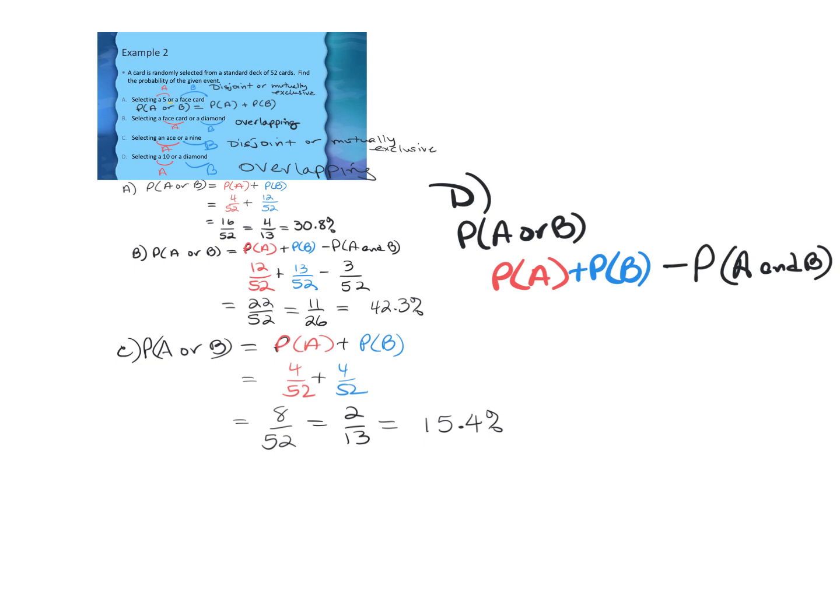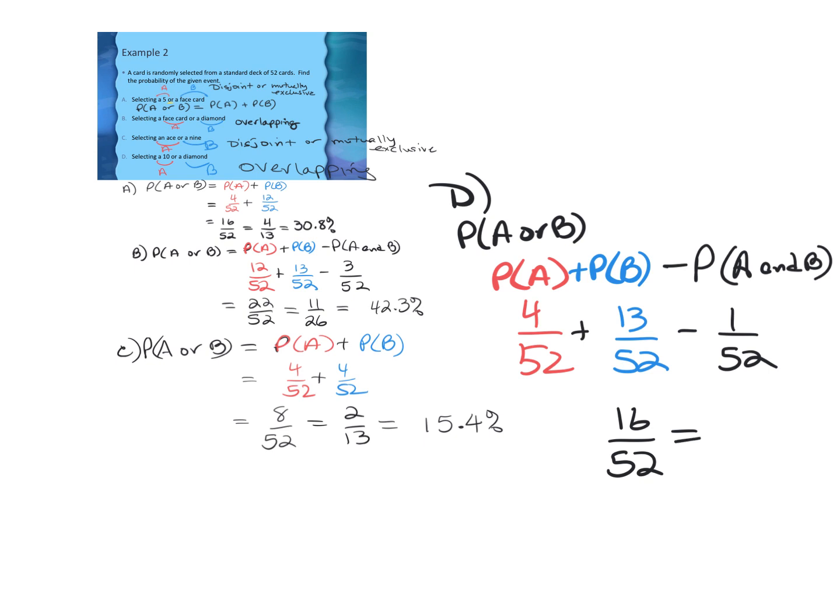So for the probability of event A, selecting a 10, there are 4 10s in the deck out of 52. Selecting a diamond, 13 out of 52. And then the one overlap, that 10 of diamonds. I'm going to add 4 plus 13 and then subtract 1. And I get 16 over 52. Notice this is exactly the same answer that I got in part A. Reduce this to 4 over 13. And as the percent, 30.8.